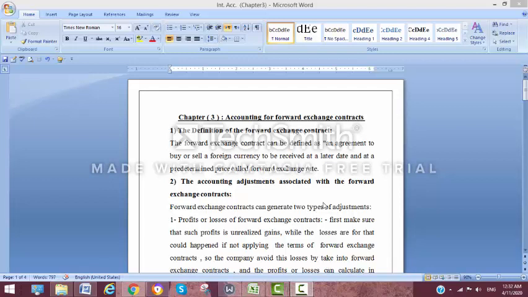I explained in the previous lecture, inside the Faculty of Management, Chapter 1, Introduction to International Accounting. We studied the definition of international accounting. International accounting is a branch of accounting that includes a range of assumptions, guiding principles and criteria used in how to record, measure and analyze foreign currency.